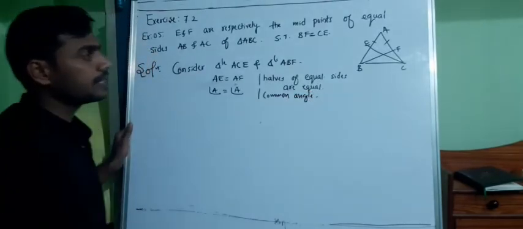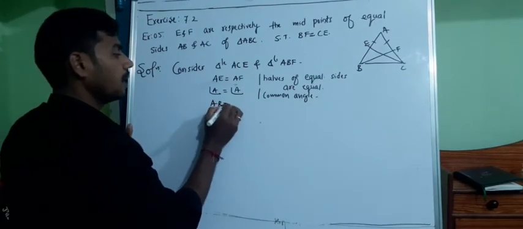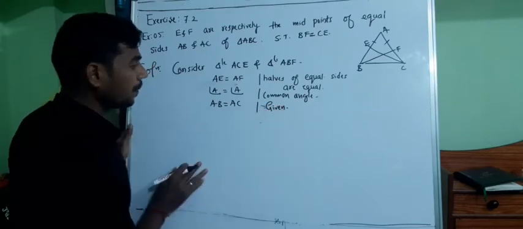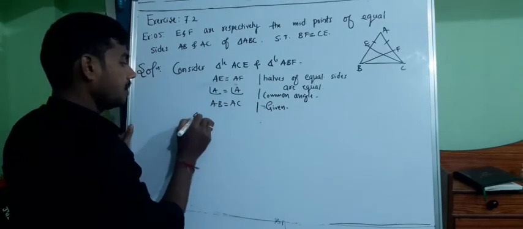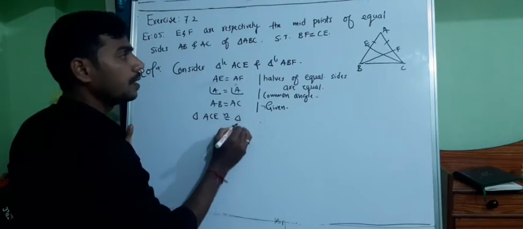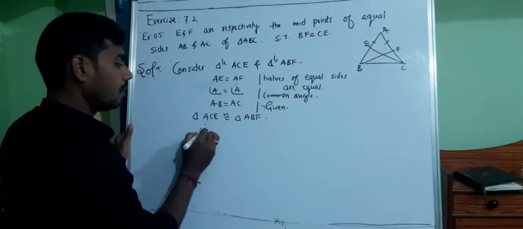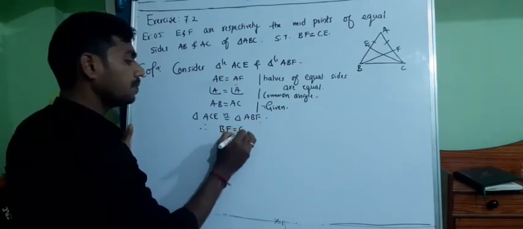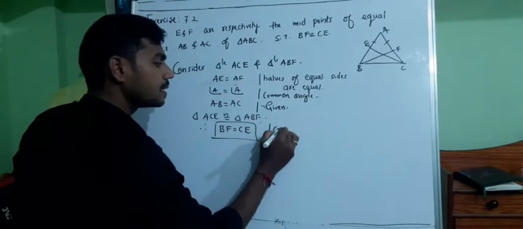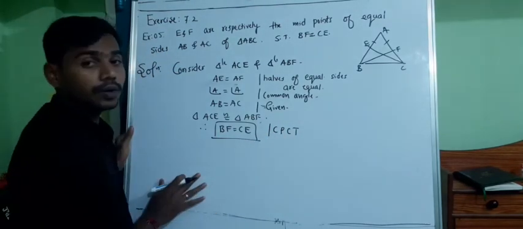Next, which side is equal? AB is equal to AC, that is given. AB and AC are equal, given. Therefore, triangle ACE is congruent to triangle ABF. Therefore, BF is equal to CE. Why BF is equal to CE? Because CPCT, corresponding parts of congruent triangles.